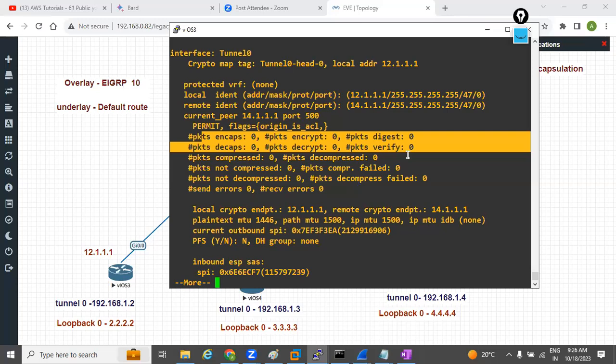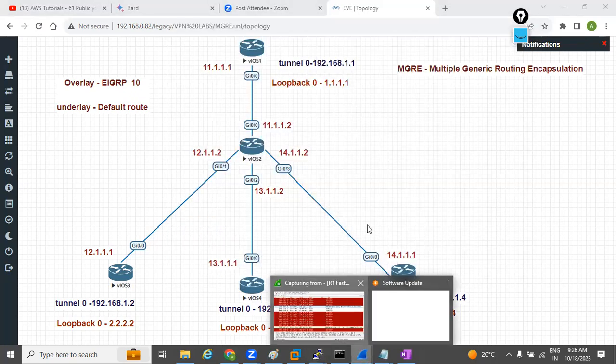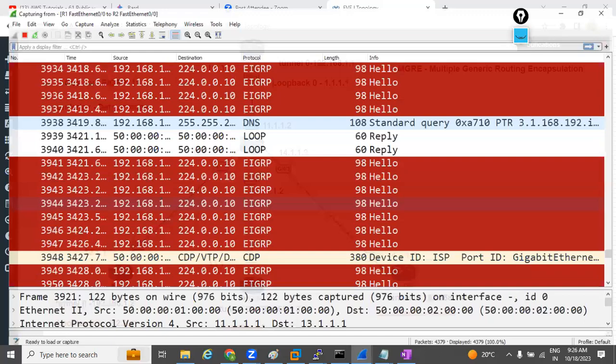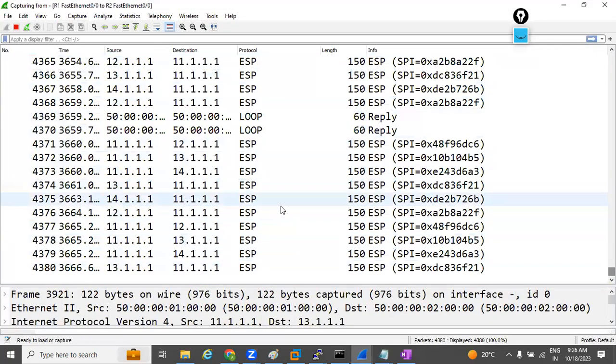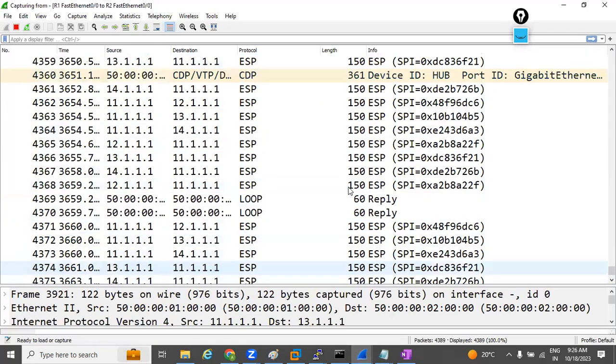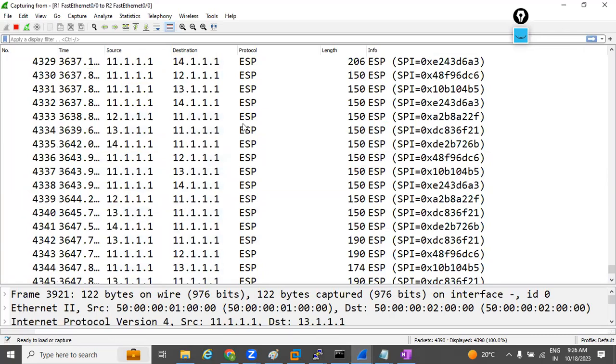We have to bring all the tunnel interfaces down, and then bring them up again. After that, you would be able to see everything encrypted. So now, when started. Okay, because these are the EIGRP hello messages.